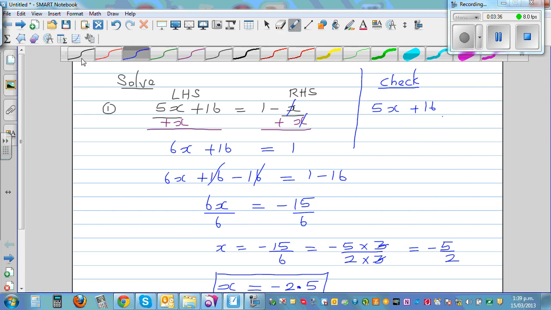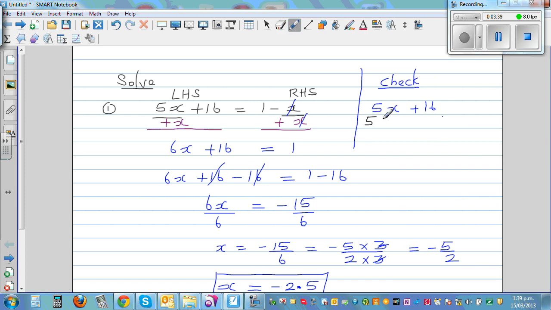So your left-hand side is 5 times negative 2.5 plus 16. So this is 5 times 2 is 10 and 5 times 0.5 is 2.5. So this is minus 12.5 plus 16, which is 16 minus 12.5. So 16 minus 12 is 4, so this is 4.5. Your left-hand side is 4.5.